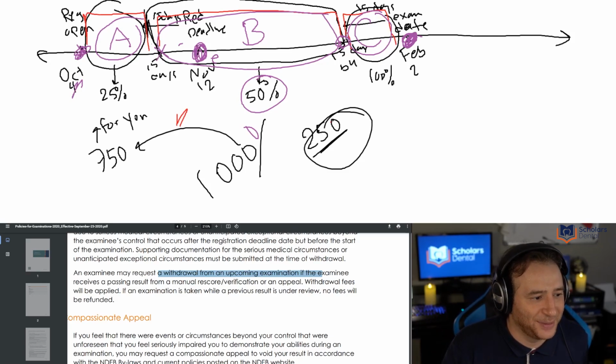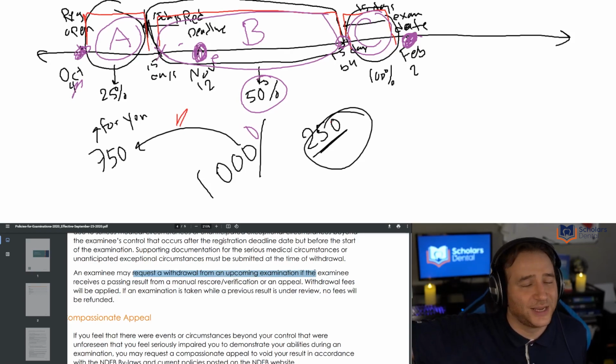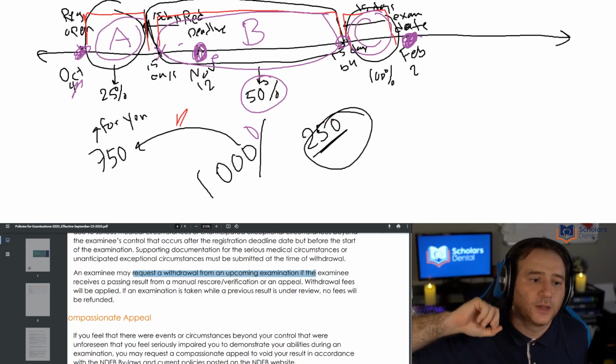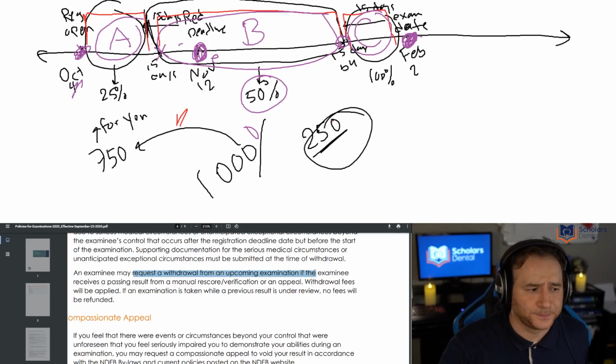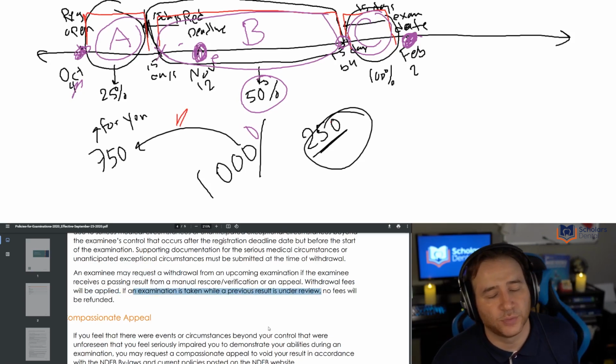So you registered, let's say you did the exam, you failed. You're doing an appeal, the appeal is still not out, so you take the next exam. And it works for other exams as well. If the examinee receives a passing result from a manual rescore appeal, you're allowed to request a withdrawal at that point. Withdrawal fees will be applied if an examination is taken while a previous result is under review. No fees will be refunded.